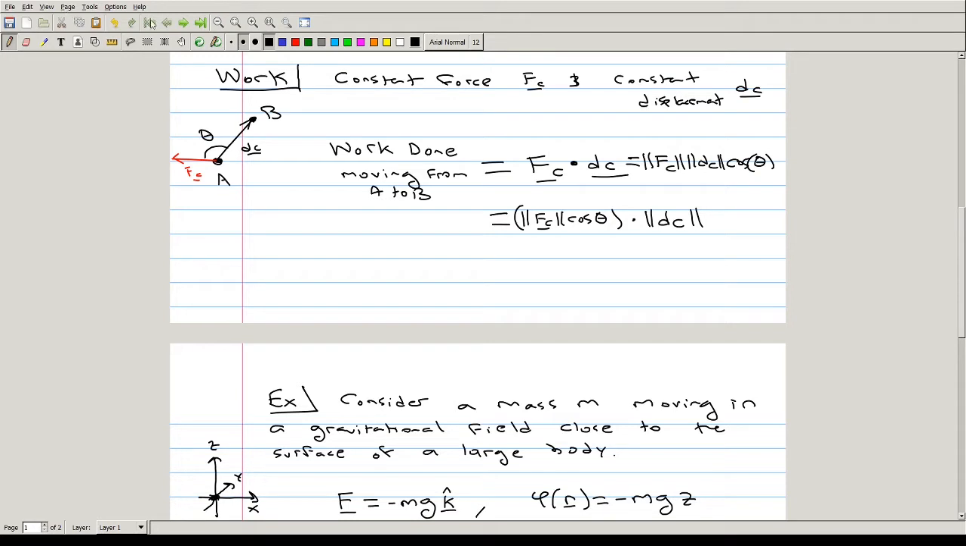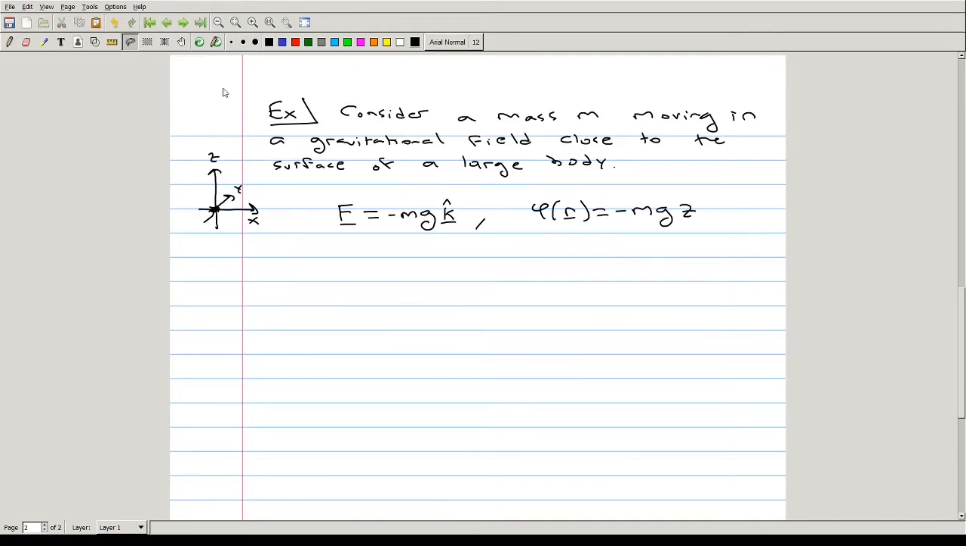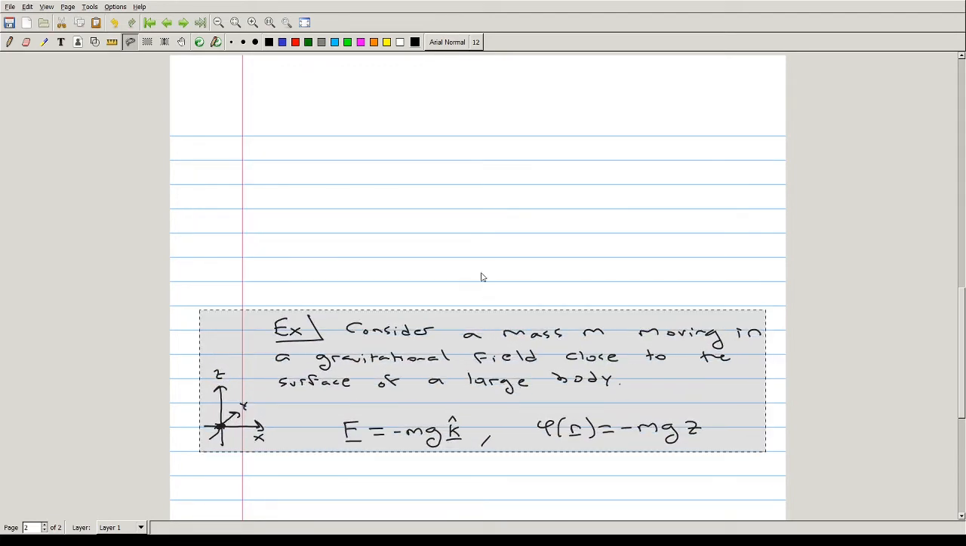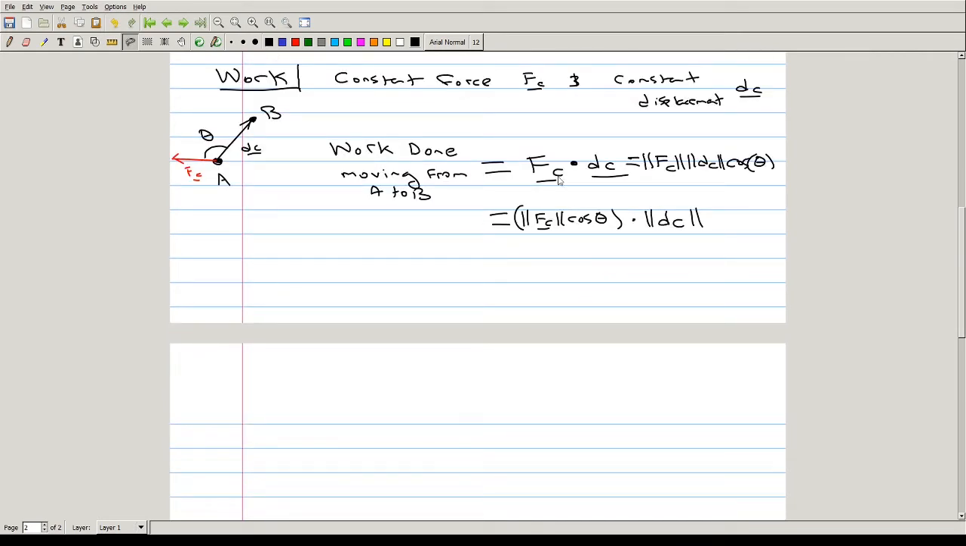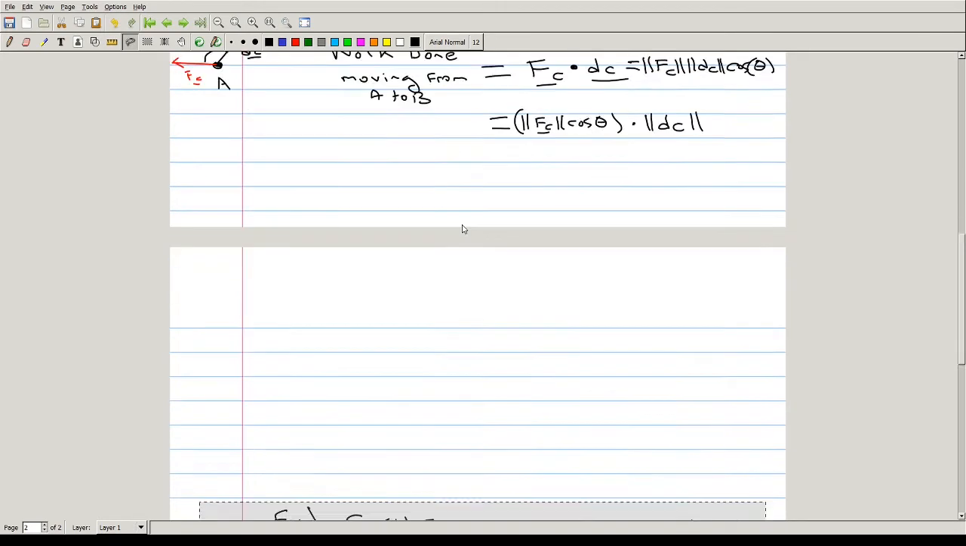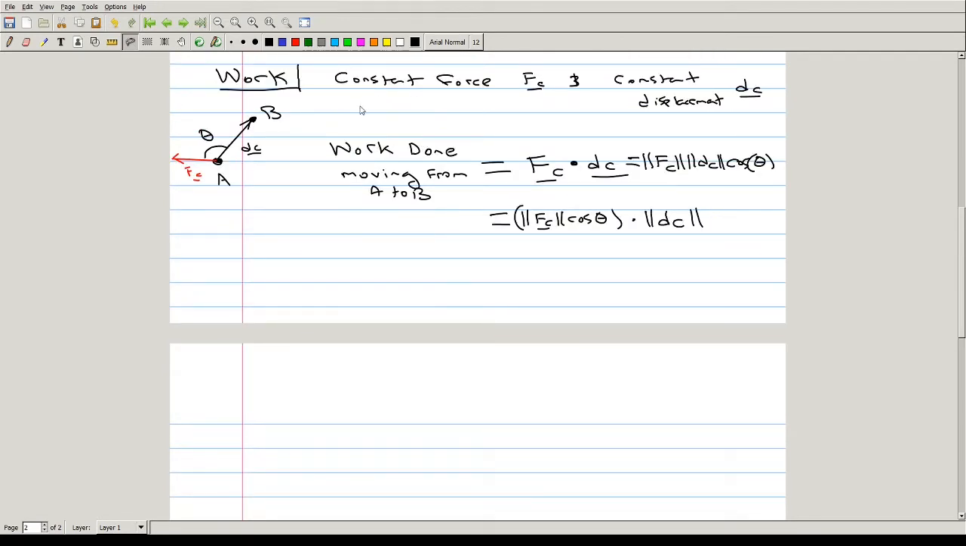And the idea is that we have to generalize this idea now to a general path moving in a force field that's not necessarily constant. The force could be changing at every given time. So this is the simple picture, so to speak.